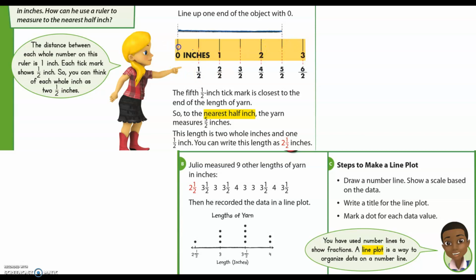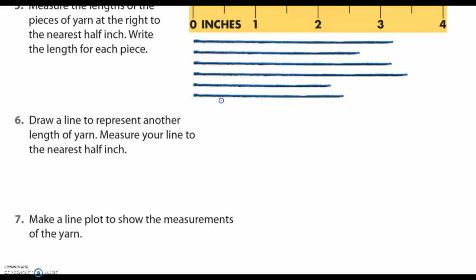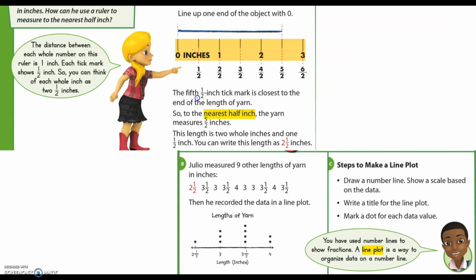So you can see in between 0 and 1 is a ½ inch mark. Between 1 and 2, there's another ½ inch mark. In between 2 and 3, there's another one. The fifth ½ inch tick mark is closest to the end of the length of yarn. That's this one right here. The length is 2 whole inches and ½ inch. You can write this length as 2½ inches.